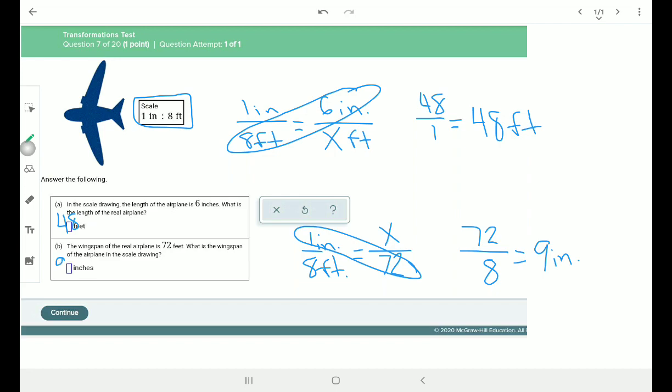Okay? And that's how you would solve questions like those. You need to set up a proportion to help you with these dilations. Okay? Dilations and scale factors really go hand in hand.